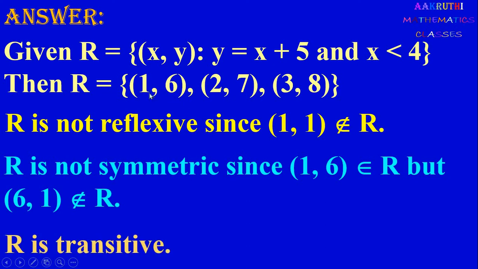So very important. Since (1, 6) is there, there is no other ordered pair starting from 6. (2, 7) is there, then there is no other ordered pair starting from 7. (3, 8) is there, but there is no other ordered pair starting from 8. So therefore, this relation is transitive. Therefore, R is transitive.